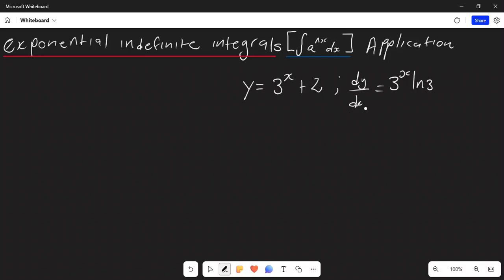Remember, when we differentiate, the constant becomes 0. Alright guys, if you don't remember, or if you want to do a revision on your differentiation, go to this video and watch the exponential differentiations.